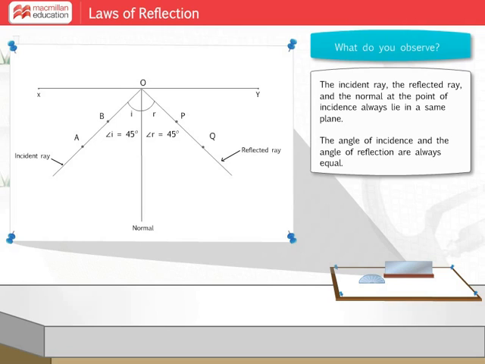What do you observe? The incident ray, the reflected ray, and the normal at the point of incidence always lie in the same plane. The angle of incidence and the angle of reflection are always equal. Hence, the laws of reflection are thus verified through these observations. We have now successfully completed this experiment and verified the laws of reflection.